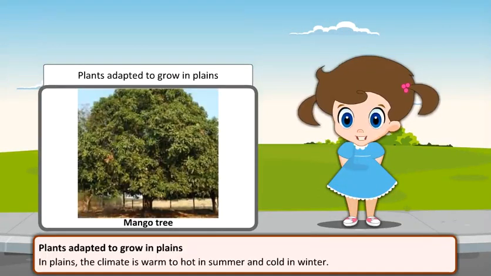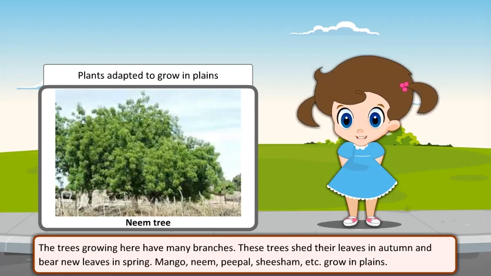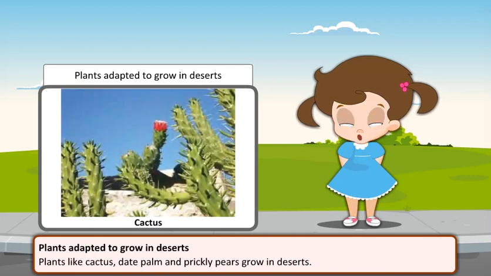In plains, the climate is warm to hot in summer and cold in winter. The trees growing here have many branches. These trees shed their leaves in autumn and bear new leaves in spring. Mango, neem, peepal, shisham, etc. grow in plains.